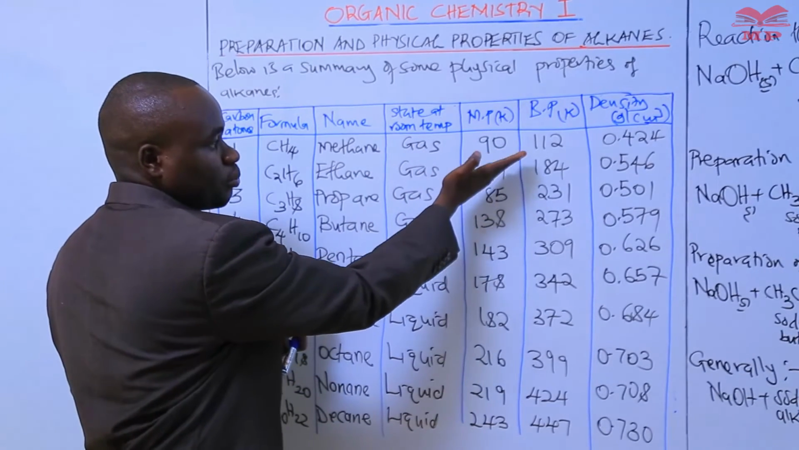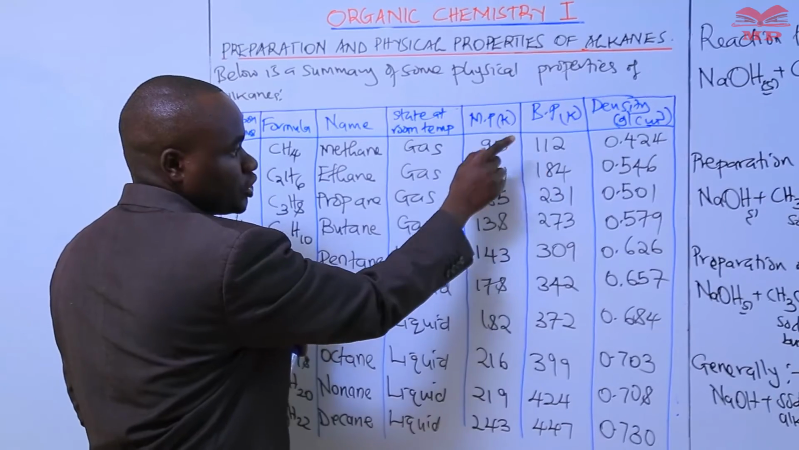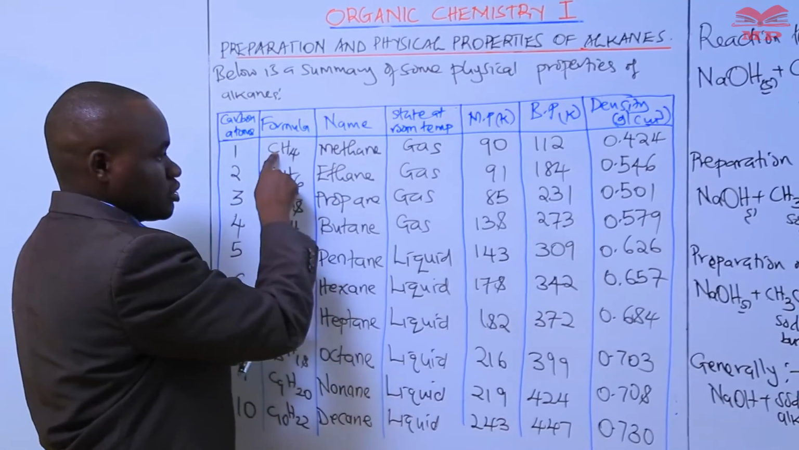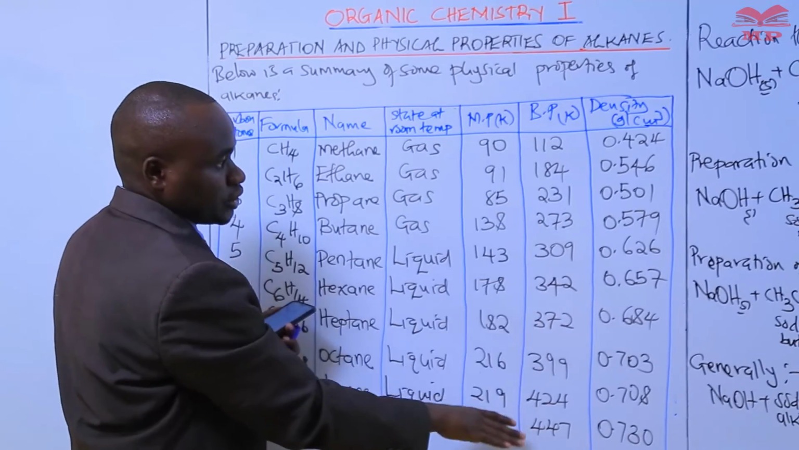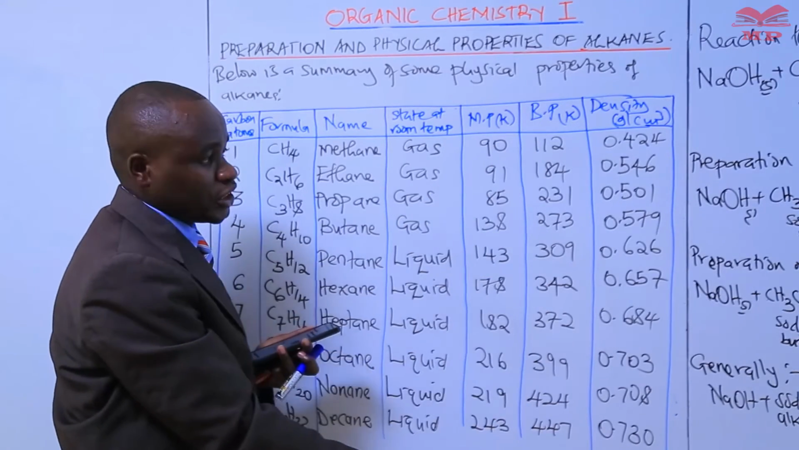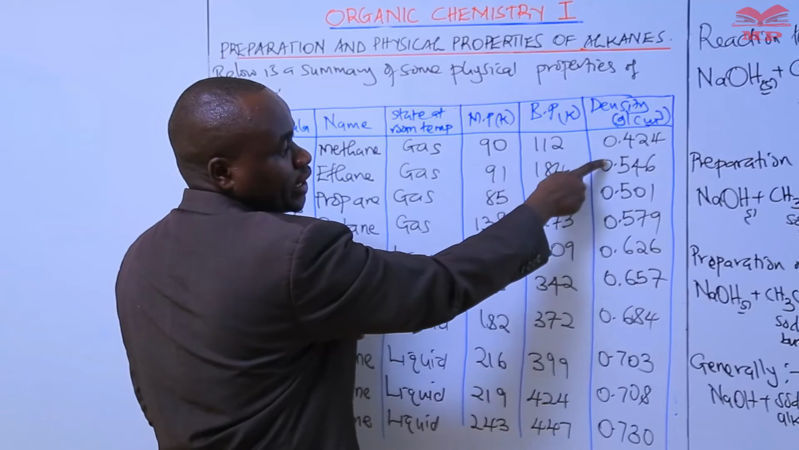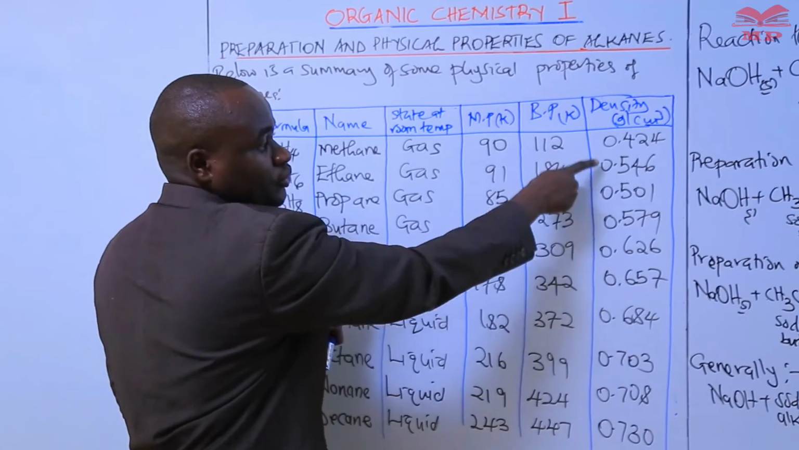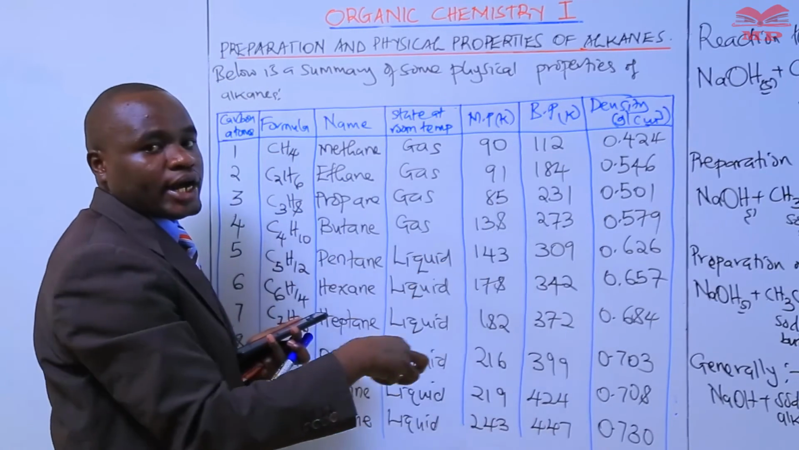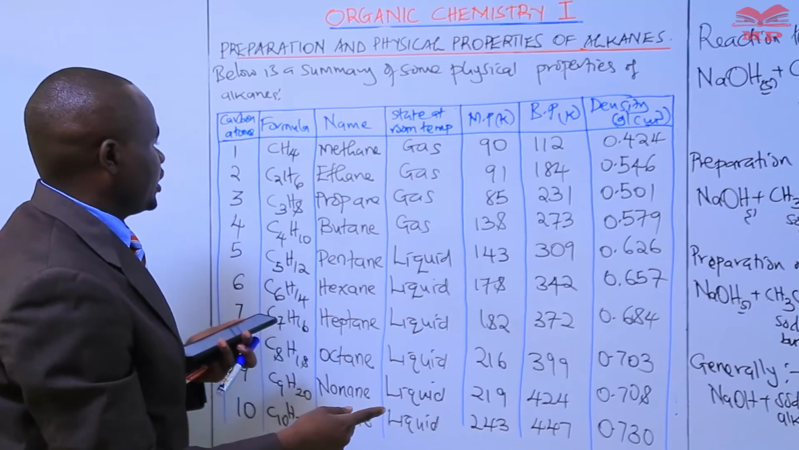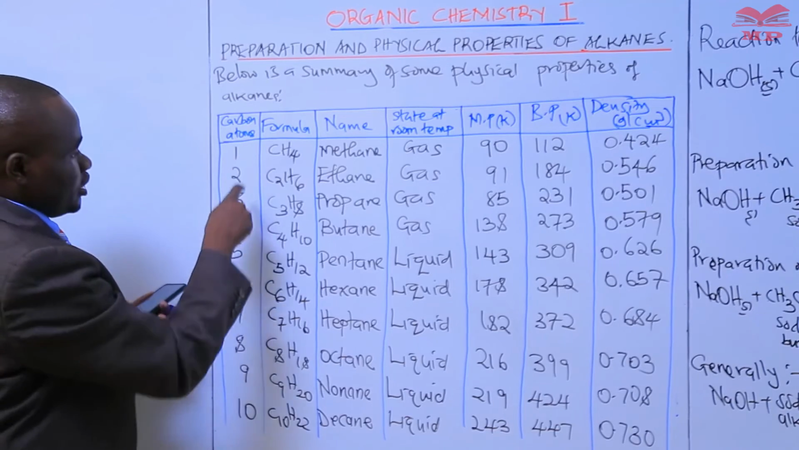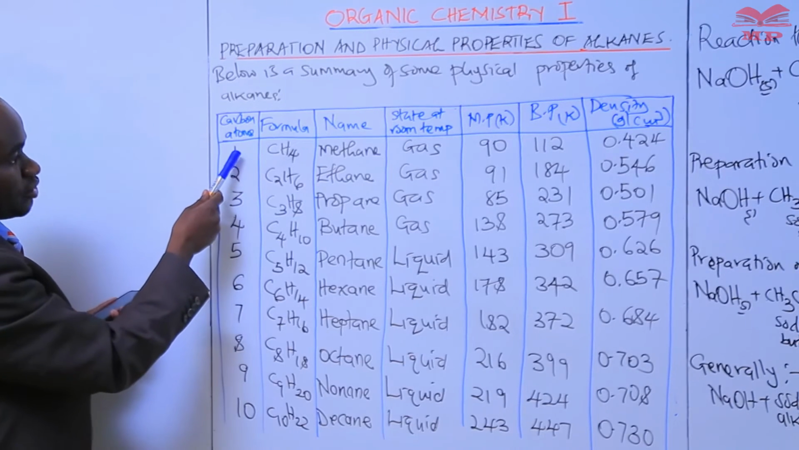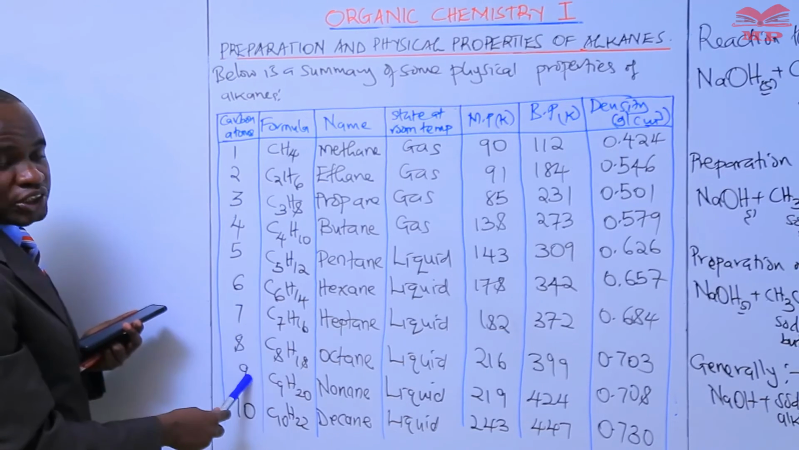So as you can see from this table, my dear student, there is a gradual increase in both melting and boiling point from methane up to decane. So melting point increases, boiling point also increases, as well as the density. So these three are attributed to the fact that there is increase in the number of carbon atoms. You can see the number of carbon atoms are increasing from carbon 1 all the way up to carbon 10.